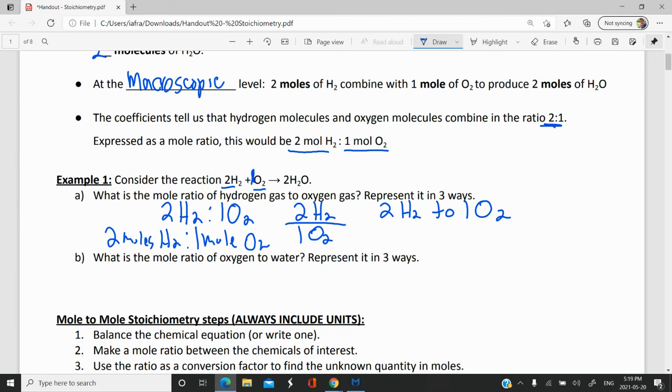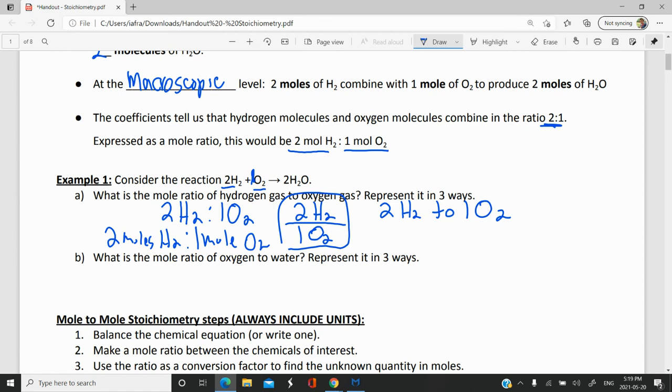So 2 H2 for 1 O2, 2 over 1, or 2 to 1. And most of the times we use the fraction form when solving problems, but you should know how to write ratios in these different ways here. And they always have to be the simple ratio, the most simplified ratio.